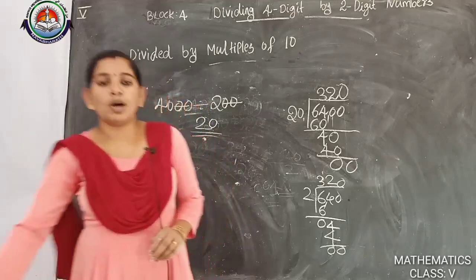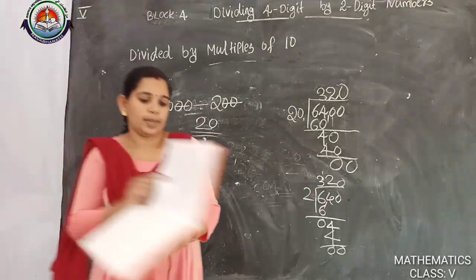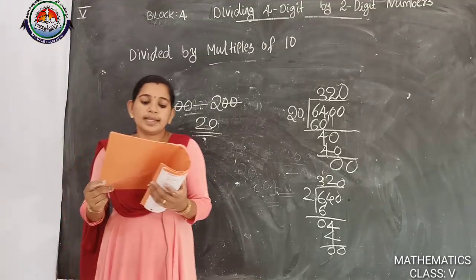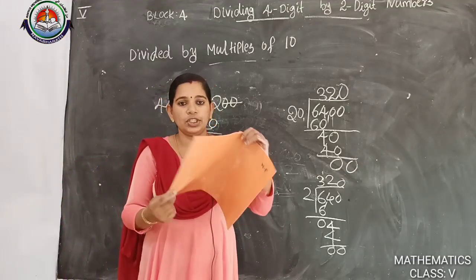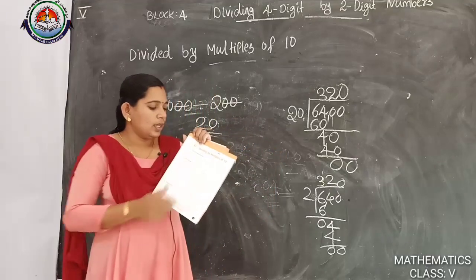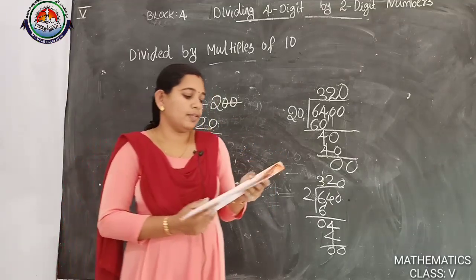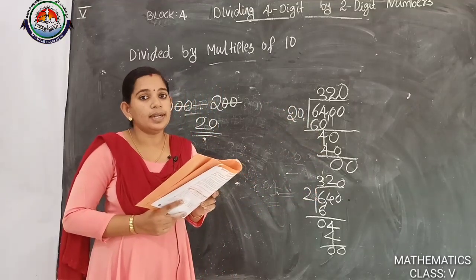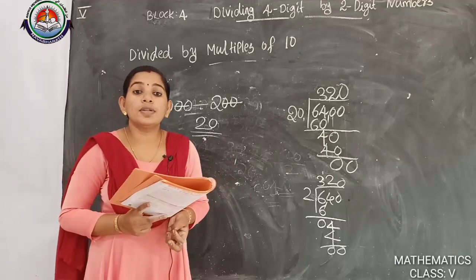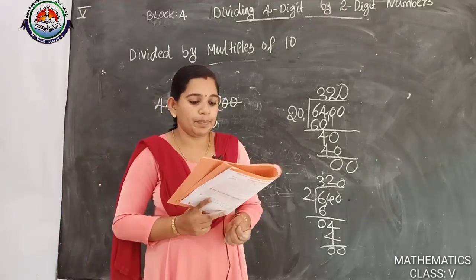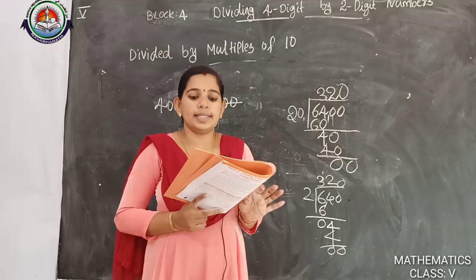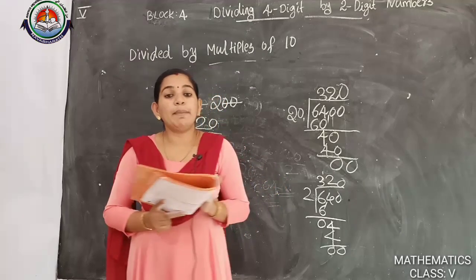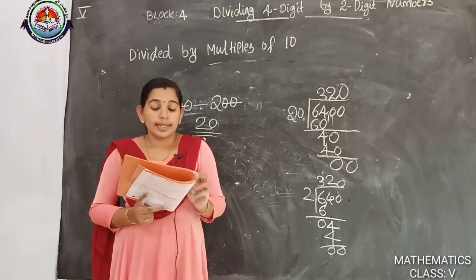Then we will discuss some problems from your workbook. First question: cancel out the zeros and divide. First we cancel the zeros, then write the answer. First question, 4,510 divided by 10. Cut the zeros and write the answer. Then second question, 6,300 divided by 10.